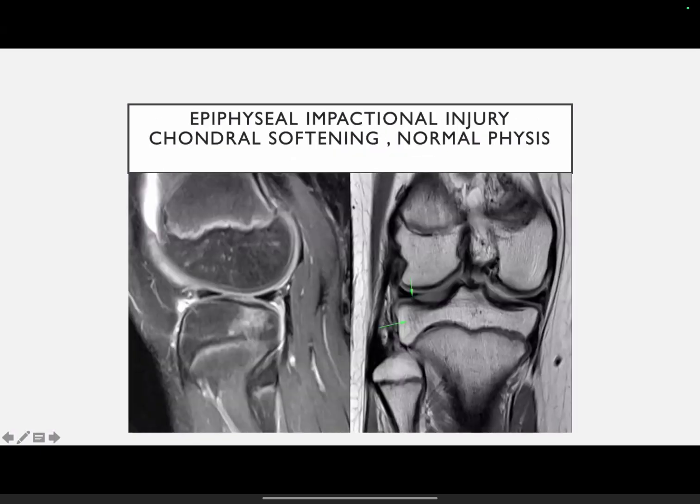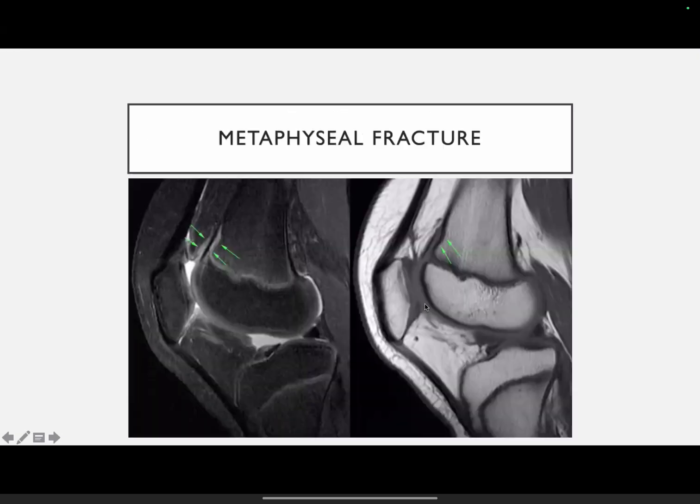Next is a case when there is an impactional injury, when the bone has just banged on a hard surface, and there is an impactional bone marrow edema, which is again adjoining the physis, but the growth plate appears intact. And we also see mild swelling or softening of the overlying cartilage, which is seen better on the non-fat saturated image. So this is a normal growth plate pattern, but there is impactional edema in the epiphysis, and there is chondral softening. So the child is presenting with pain here.